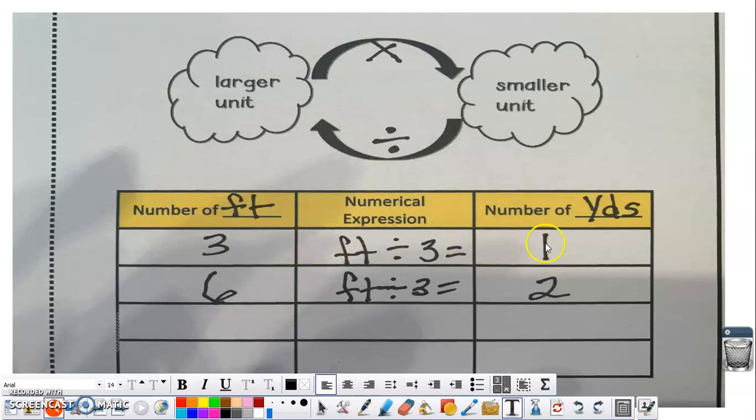So that's 1 yard. Well, what about 2 yards? This is where I would turn it into multiplication. Just go backwards. You know that 1 yard has 3 feet. So 1 times 3, 3 feet in a yard. 2 yards times 3 feet in a yard gives you 6 feet.